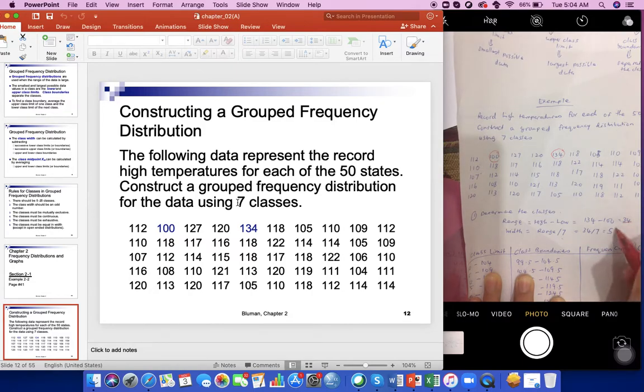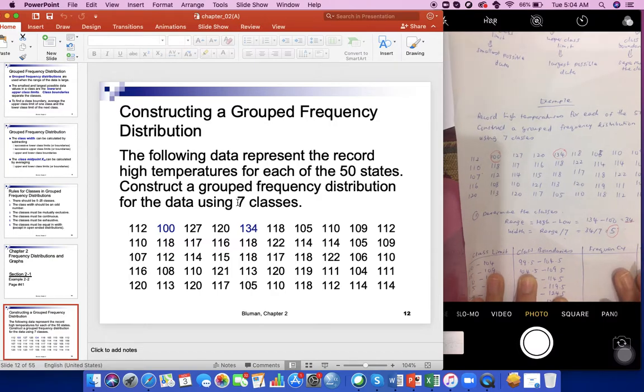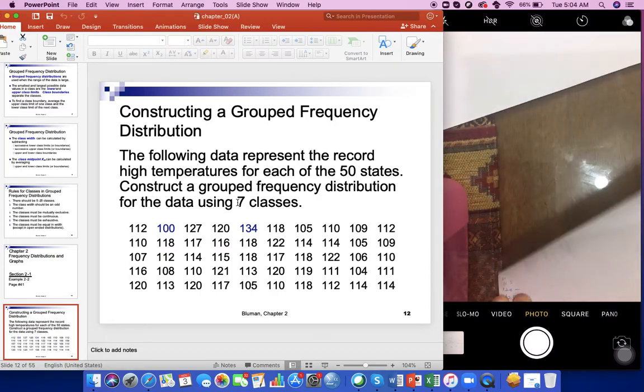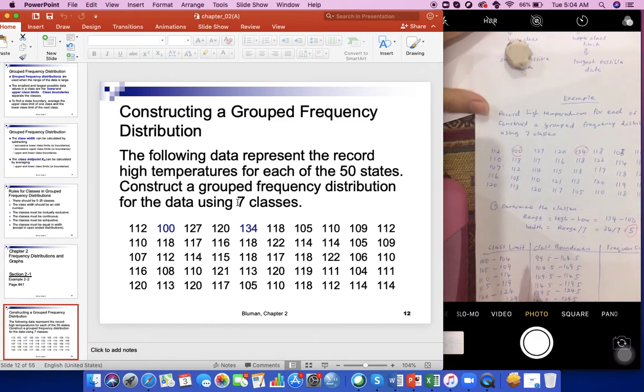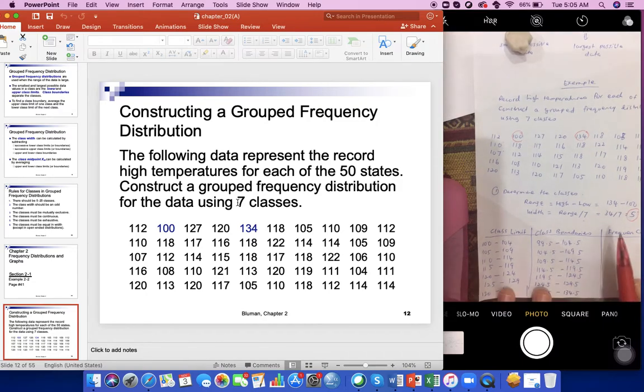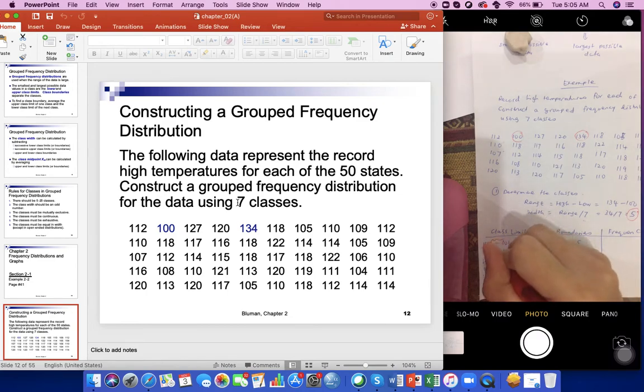So what is the meaning of 5 here? The 5 is used in the class limits. For the class limits, we're going to start from 100 and go to 134. So where is 5 here? The difference from 100 to 104 is 5. 105 to 109, 5. So all 5.